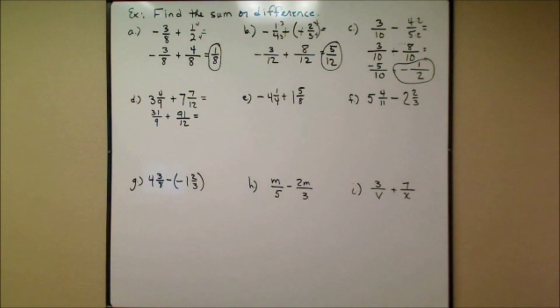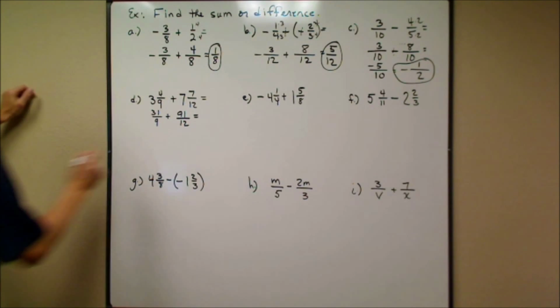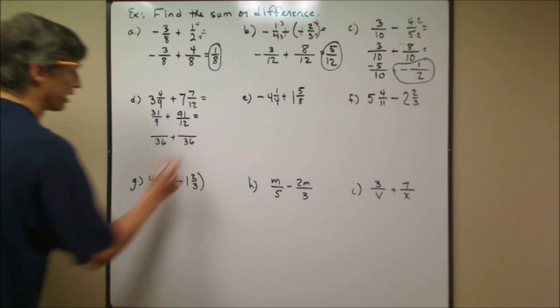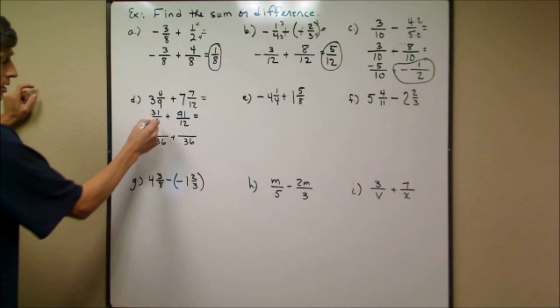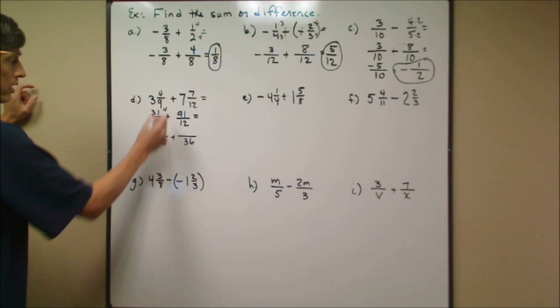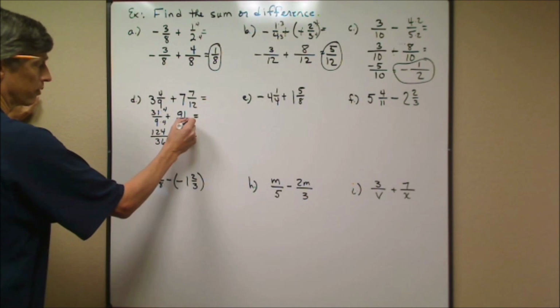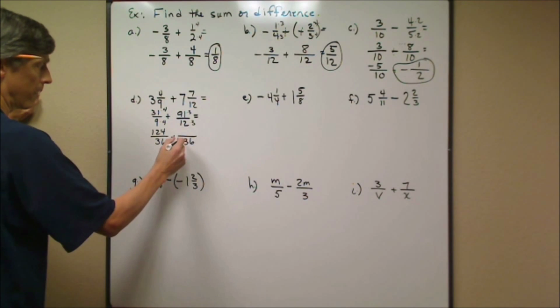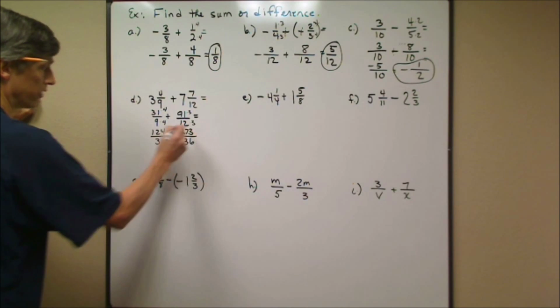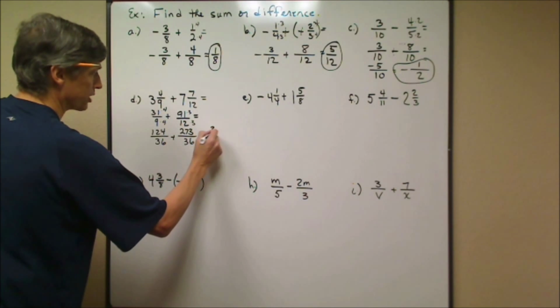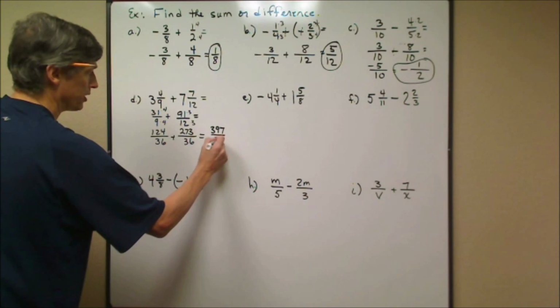My common denominator appears to be 36. That's the smallest number that 9 and 12 are factors of. So I'm going to have to rewrite each one of these to have a denominator of 36. To do this into this, you would have to multiply by 4. So 4 times the top gives me 124. To change this one into this, I would have to multiply by 3. So I multiply the top by 3. That would be 273. I add the two numerators together. It looks like 397. Yikes, 397 all over 36.